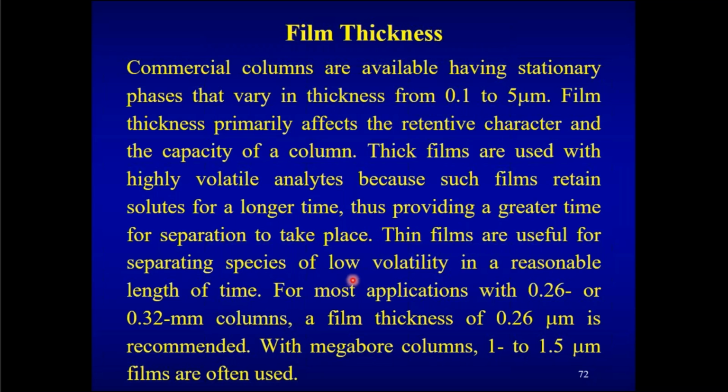Thin films are useful for separating species of low volatility in a reasonable length of time. For such substances, if you use thick films, then it will take a very long time for separation. For most applications with 0.26 or 0.32 millimeter columns, a film thickness of 0.26 micrometer is recommended. With megabore columns, that is bigger diameter columns, 1 to 1.5 micrometer films are often used.